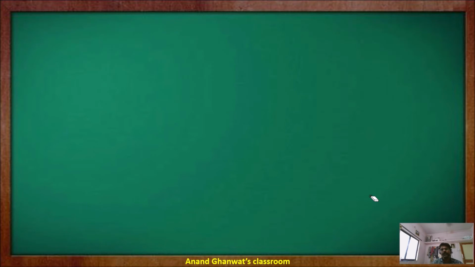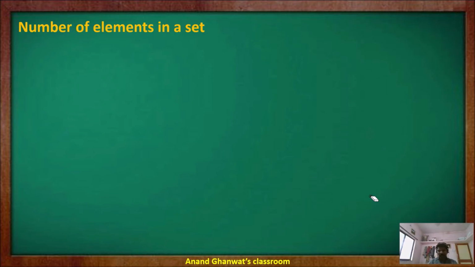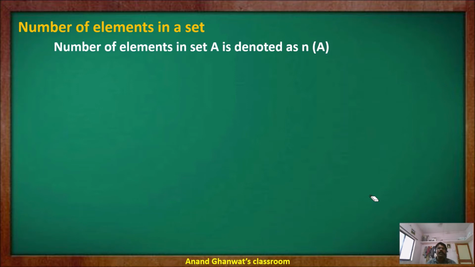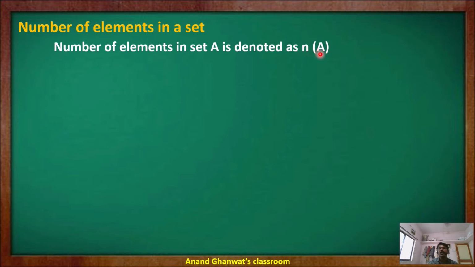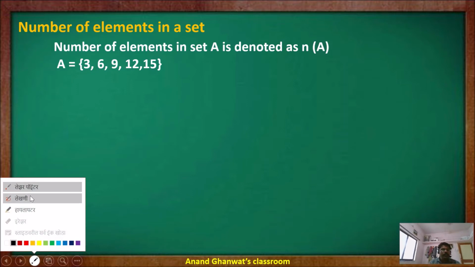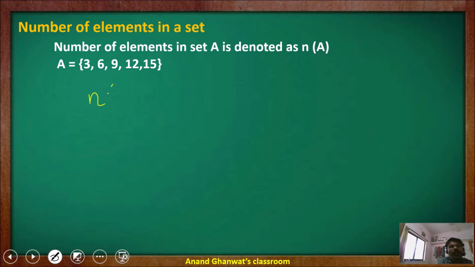Now next, the number of elements in set A. The number of elements in set A is denoted by n in brackets, n(A). Now A is equal to 3, 6, 9, 12, 15. How many elements are present in set A? 1, 2, 3, 4, 5. So there are 5 elements present in set A. So it can be written as the number of elements in set A, n(A), is equal to 5.